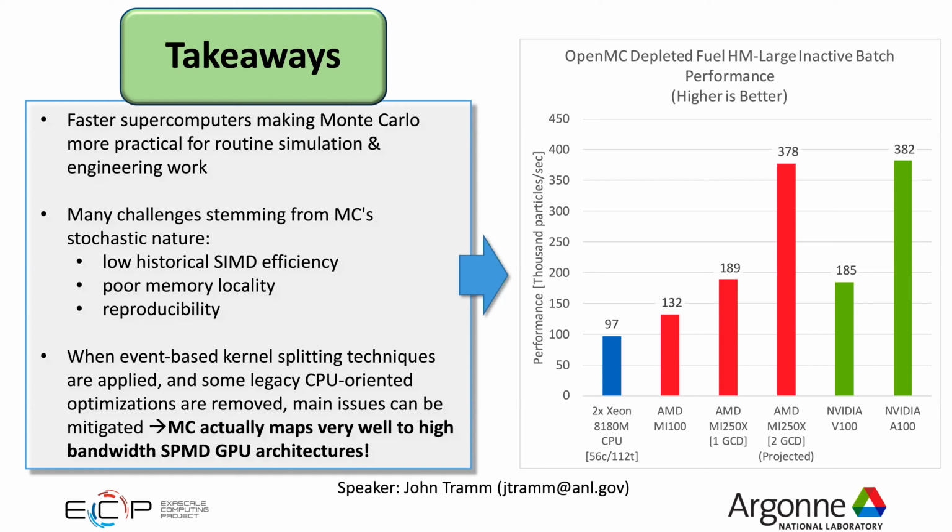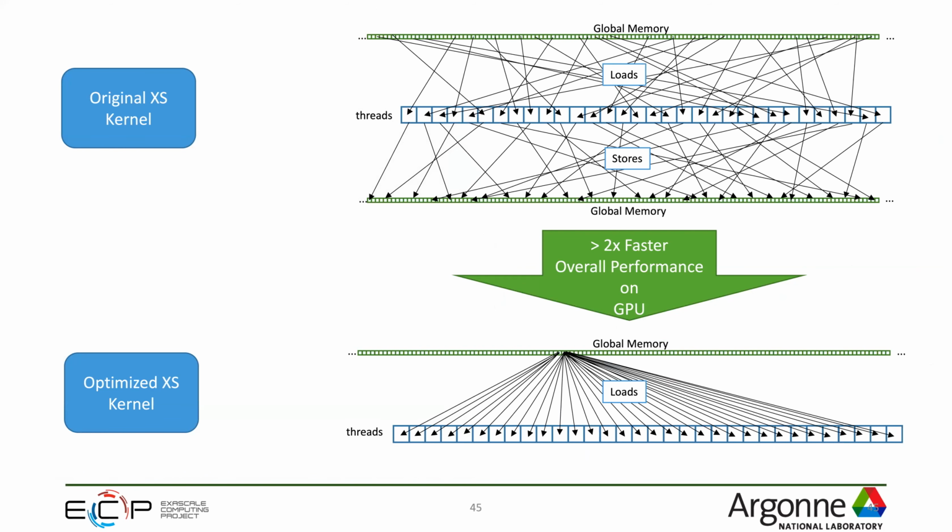The second question is when you compare AMD MI100 with AMD MI250 1 GCD, is the performance improvement due to the memory bandwidth? I think the last question is for the 2 GCD, it is projected.